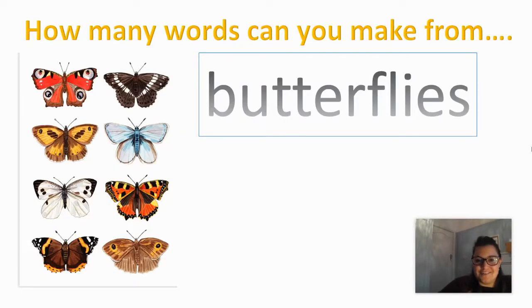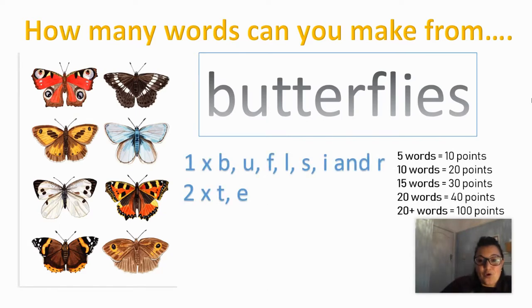So, on to our starter task. How many words can you make from butterflies? Take the individual letters, mix them up if you need to, and create some new words. You've got one B, one U, one F, one L, one S, one I, and one R. You also have two T's and two E's to play with.